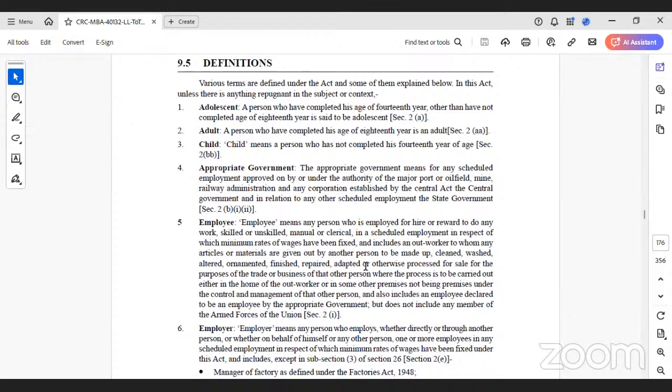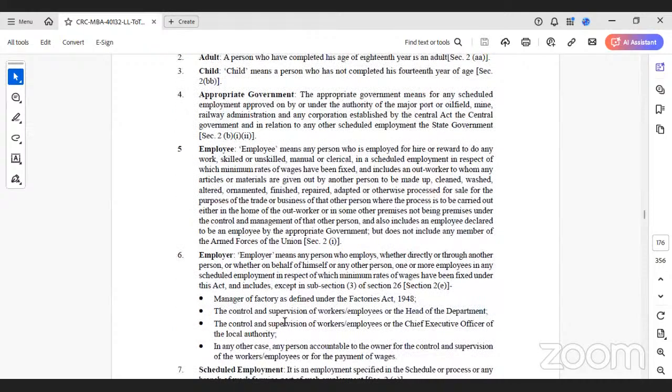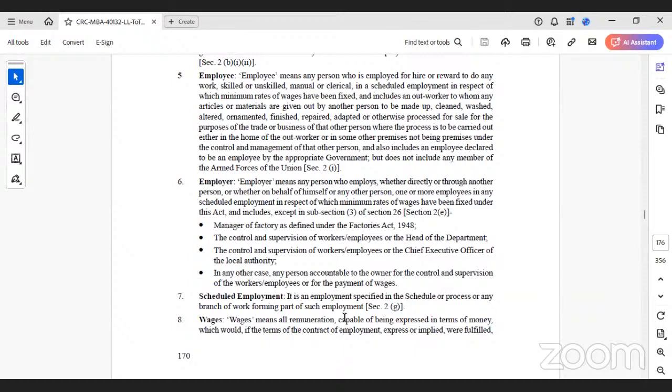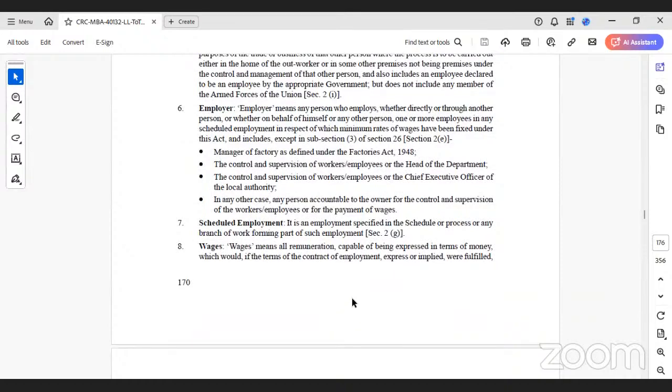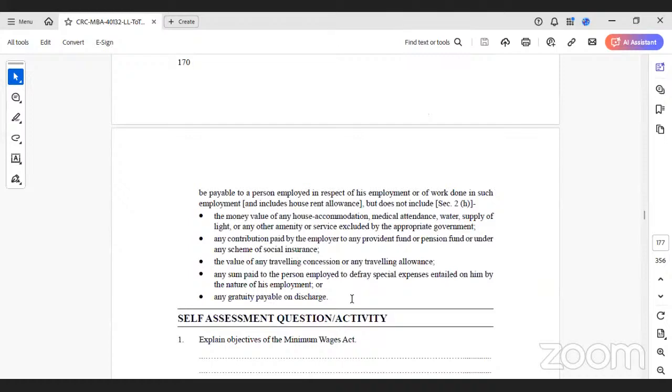Now, employee means a person who is employed for hire or reward to do any work, skilled or unskilled. And employer is a person who has actually employed the workman for the work. So it can be a manager, it can be a supervisor, it can be the person who is in charge. So all these people come under the employer. Schedule of employment is an employment specified in the schedule or any process or branch of the work forming part of it.